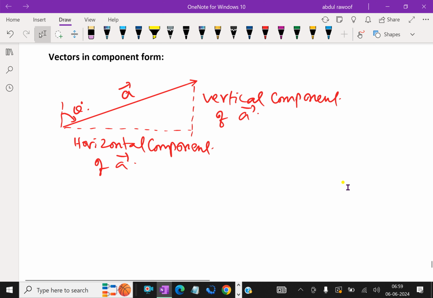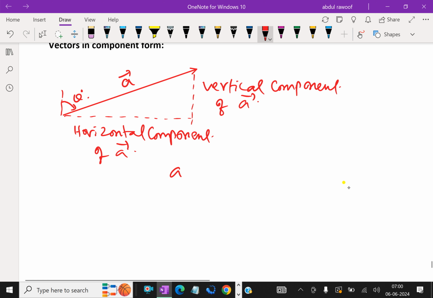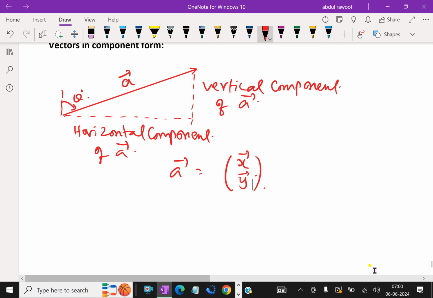Now, this vector A can be expressed as its x component and y component. We can see it this way also. That means the vector components are x vector and y vector. The x component is in the horizontal direction, and the y component is in the vertical direction. That is the x and y directions.